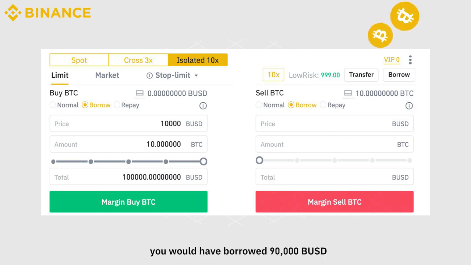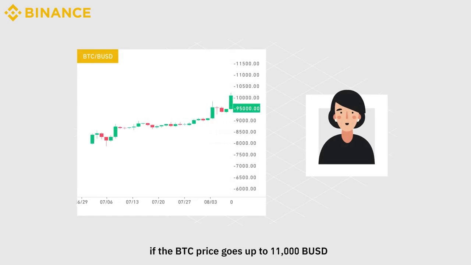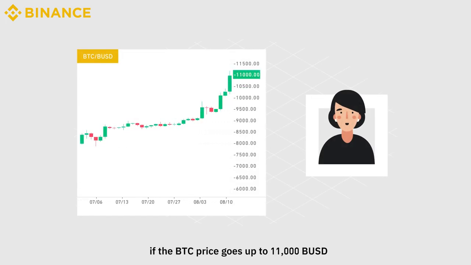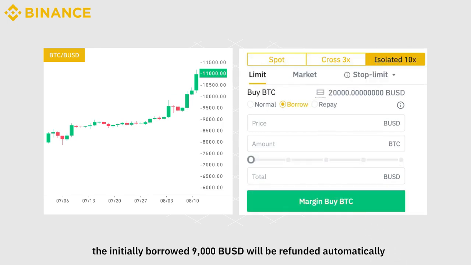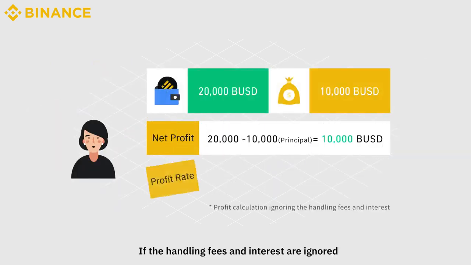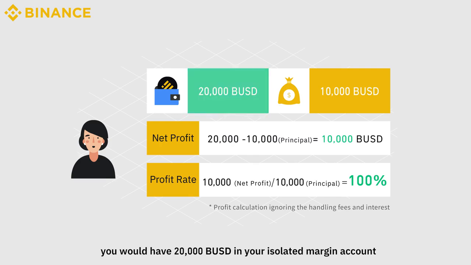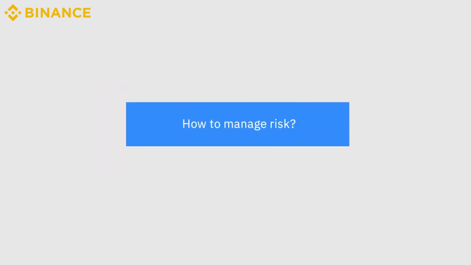Once the order is completed, you would have borrowed 90,000 BUSD and bought 10 BTC at the price of 10,000 BUSD. How to earn a profit. After several days, if the BTC price goes up to 11,000 BUSD, you will use the repay function and sell 10 BTC at 11,000 BUSD each. Then, the initially borrowed 90,000 BUSD will be refunded automatically if the handling fees and interest are ignored. In this case, you would have 20,000 BUSD in your isolated margin account and earned 10,000 BUSD, which is a 100% profit.